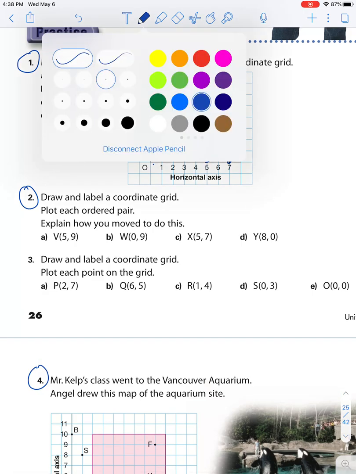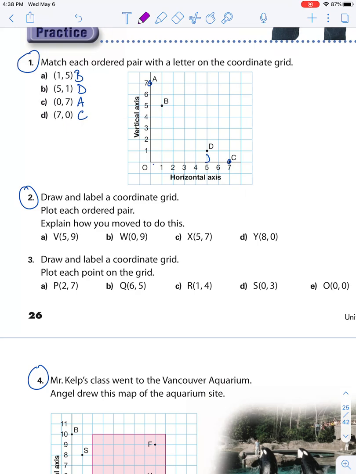The next one, we are just plotting these points on a grid, so I'm just going to use the one above, but I'm going to use purple pen. Okay, so 5, 9, we go across 5. Ooh, then we go way up here to 9. So I guess this would be like 8, and then 9 would be here. And then I'm going to label it as V. The next one is 0, 9, so we go across 0, and then we go up 9, so that would be something up here, which would be W.